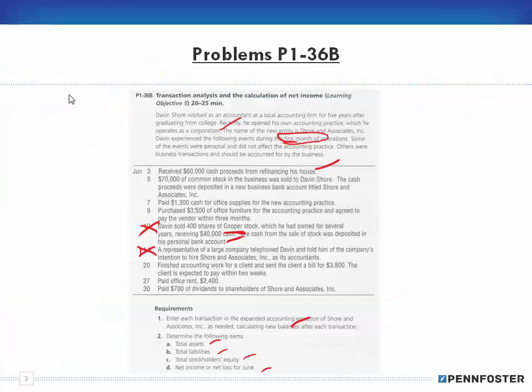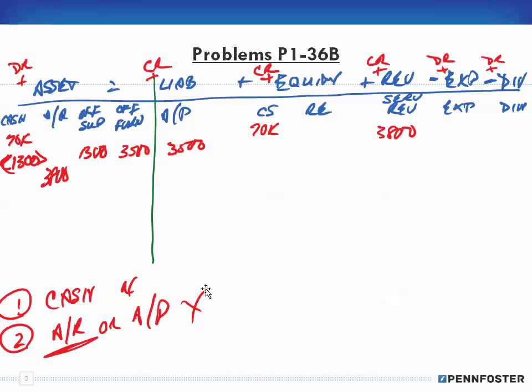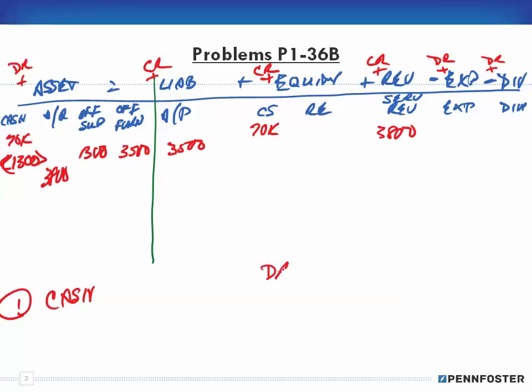All right. So let's see here. 20, okay, we did 20, 27, paid office rent for 2,400. Okay, so if I'm paying office rent, well, am I affecting cash? The answer is yes. Why? Because cash is going out, and obviously cash is decreasing. And if cash is an asset, and we decrease our assets on the credit side, right? So we have a credit to cash for 2,400.